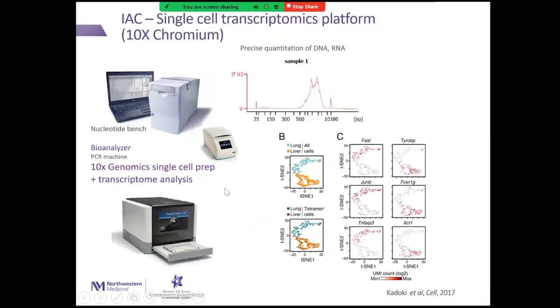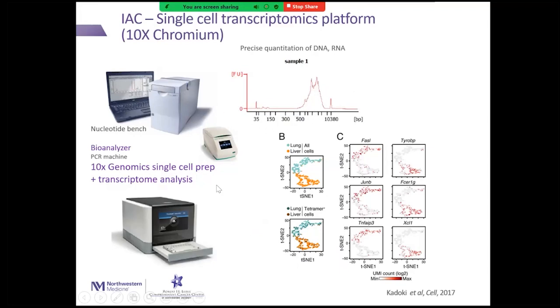So the next technology that we have is a single cell transcriptomics platform from 10x Genomics. We have the Chromium controller. We also have the capability to do the library preps for these samples. We do have a bioanalyzer for quantification, and PCR to do the amplification to make the libraries. Just an example of the quantification by the bioanalyzer.